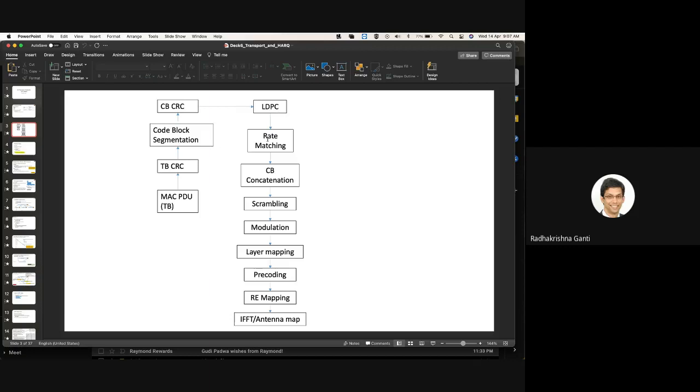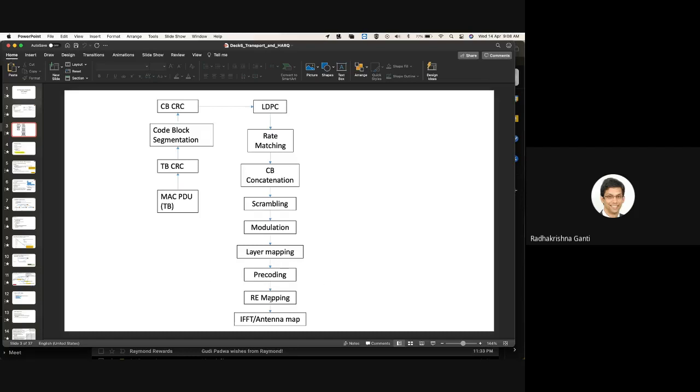Then you do rate matching. And then whatever you have broken, you combine back again. Then you do something called scrambling. The reason they do scrambling is to make sure you don't have a constant stream of ones or a constant stream of zeros. So you do scrambling, followed by modulation. Modulation, all of you understand. You do QPSK, 16-QAM, 256-QAM, followed by layer mapping. Layer mapping means essentially you are mapping these modulated symbols to different antennas. Pre-coding, RE mapping, then IFFT and antenna.